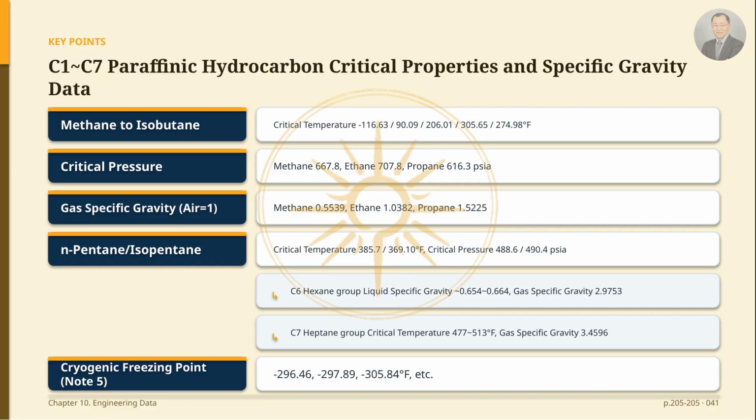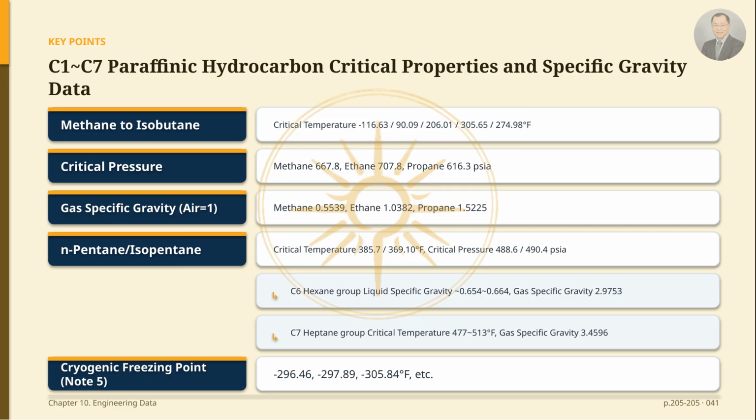Here, we cover the critical properties and measured specific gravity values of paraffinic hydrocarbons from methane to heptane. Looking at the critical temperatures, methane is minus 116.63, ethane is 90.09, propane is 206.01, butane is 305.65, and isobutane is 274.98 degrees Fahrenheit. For critical pressure, methane is 667.8, ethane is 707.8, and propane is 616.3 psi. Generally, it decreases as the number of carbons increases.